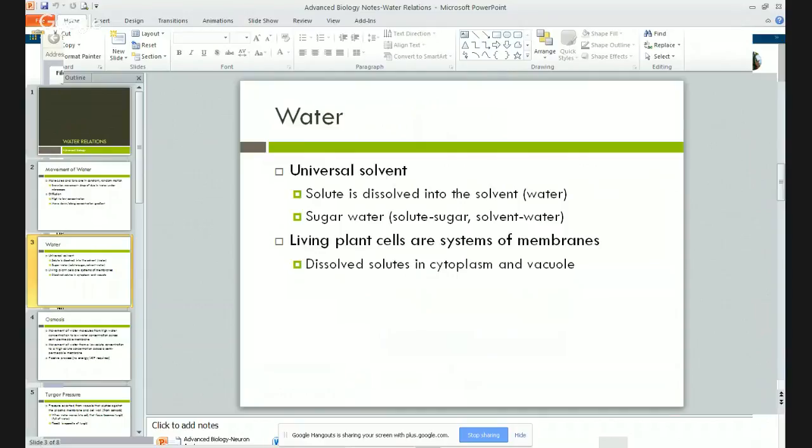Water is known as the universal solvent. If you remember, anything that's dissolved into the solvent is called the solute. The reason we call it the universal solvent is because it dissolves most things. The example there is sugar water. The solute would be sugar, and the solvent would be the water.